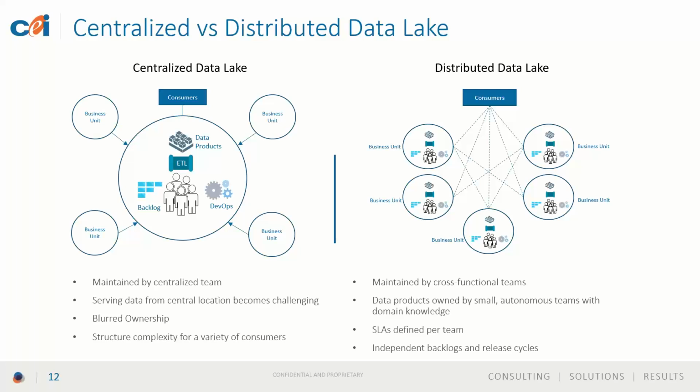But in a distributed data lake model, each business unit is responsible for collecting, curating, maintaining, and securing the data products. The domain knowledge of that data is close to those small autonomous teams. And then once you build this distributed data lake, a data mesh is formed. So business units can start relying on other data products from other business units to help further curate and enhance their own data products.